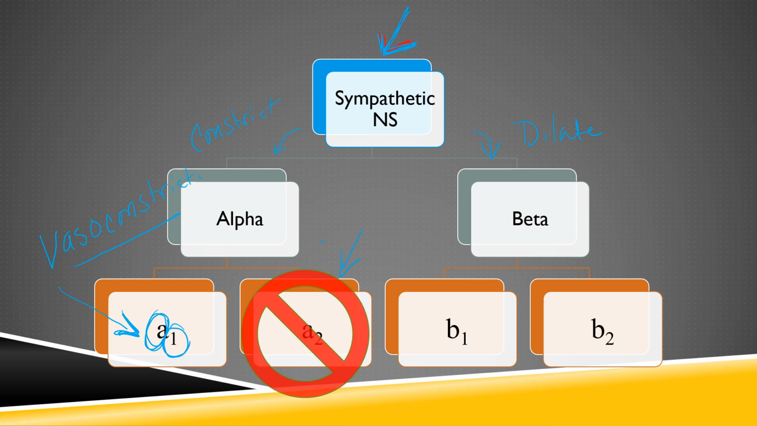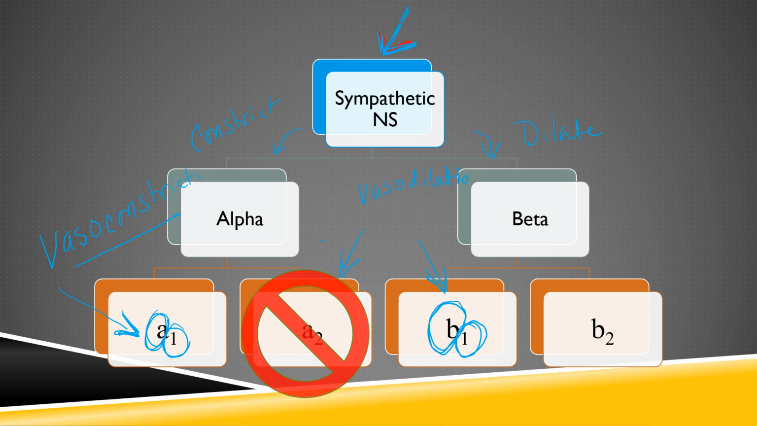In the case of beta, let's go over here and look at beta. So if you have beta, we know beta dilates. If the receptor is a beta 1 receptor, what do you think it does to the vasculature? In beta 1, that causes vasodilation.